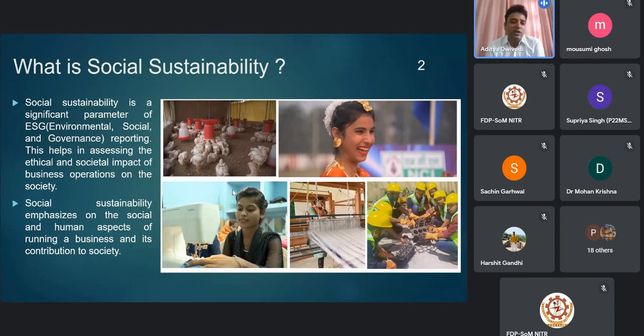Social sustainability is a significant parameter, and it helps in assessing the ethical and societal impacts of business operations on society. It emphasizes the social and human aspects of running a business and its contribution to society. It covers labor rights and stakeholders, both internal stakeholders, meaning our employees, and external stakeholders. It also covers wages, social security, working conditions, health, benefits, education for employees' children, the CSR projects we run for people in society, diversity and equity, and workforce safety. Safety is also a very important concern.